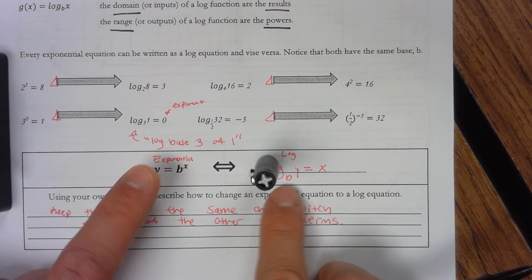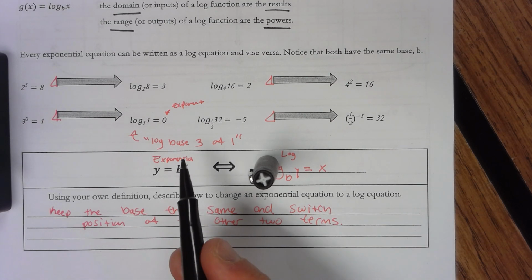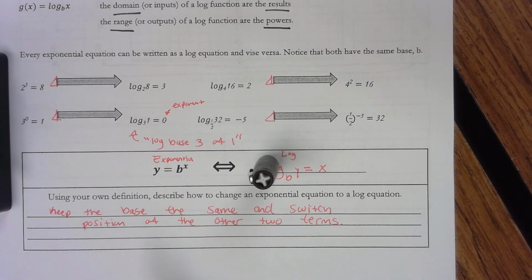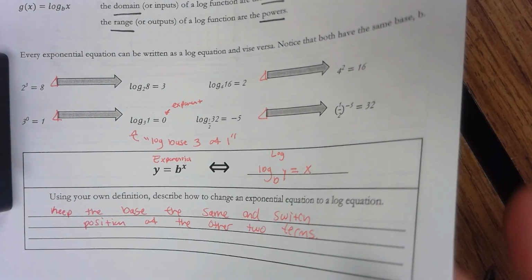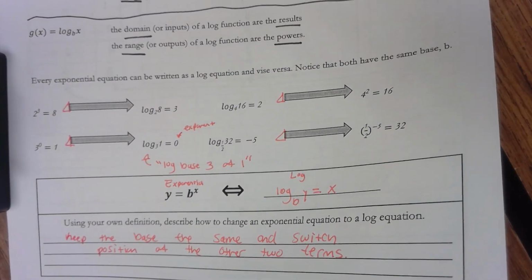And are the x and y in different positions? Yeah, the y is the exponent here. x was the exponent in the exponential. Okay, so you're going to see me do that a lot. I'll hide the word log so that it looks like an exponential. I'm like, okay, is the base the same and are the other two terms switched? Okay, if we've done that, we've written the corresponding log or exponential equation. And we're going to get some practice with that right now.